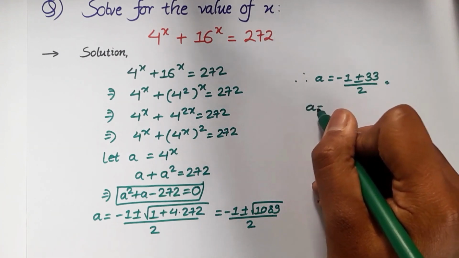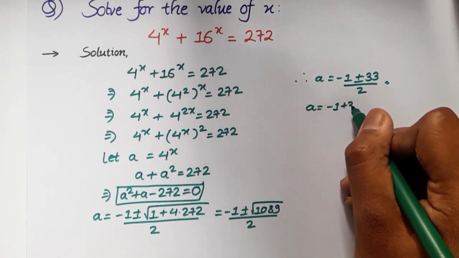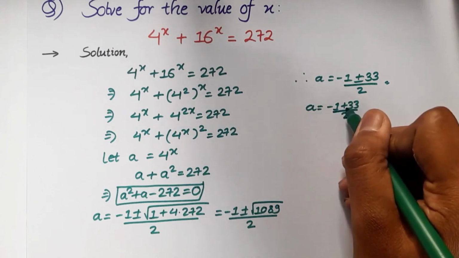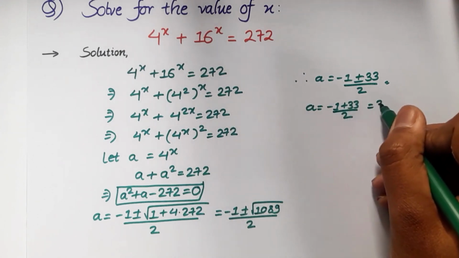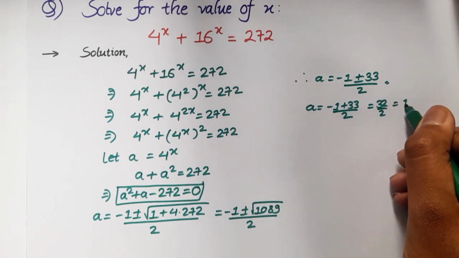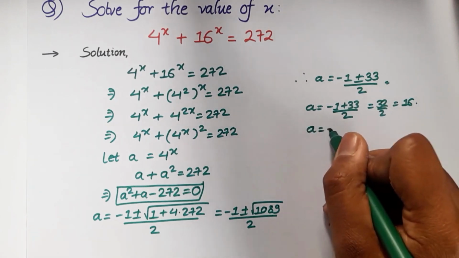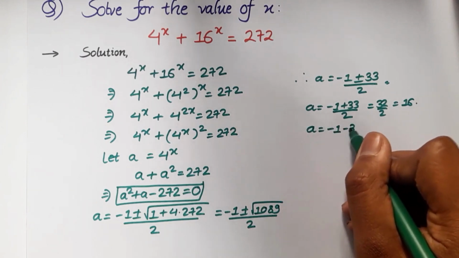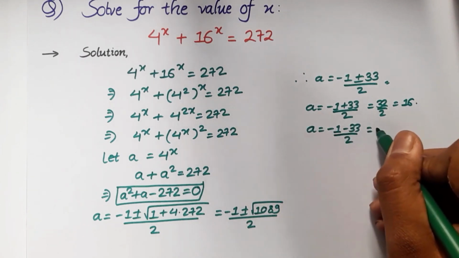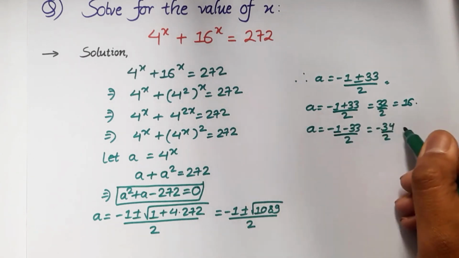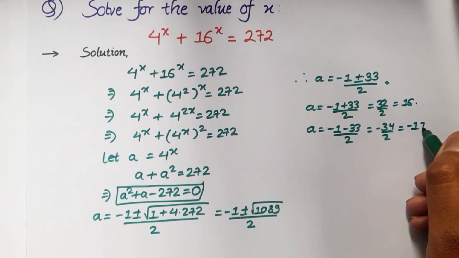So a will be equal to minus 1 plus 33 over 2. If we take the positive part, this gives us 32 over 2, which is equal to 16. And if we take the negative part, a is equal to minus 1 minus 33 over 2. Then we will have minus 34 over 2, which gives us minus 17.